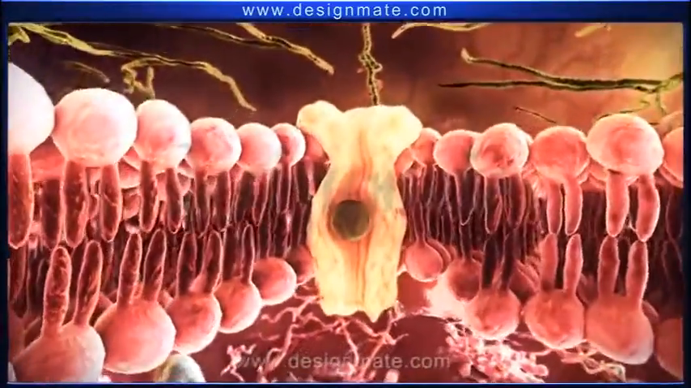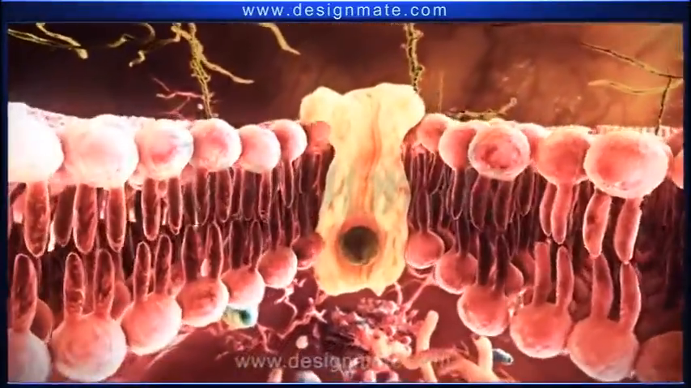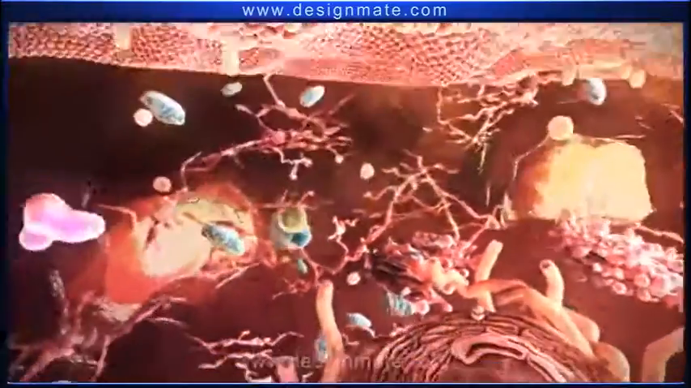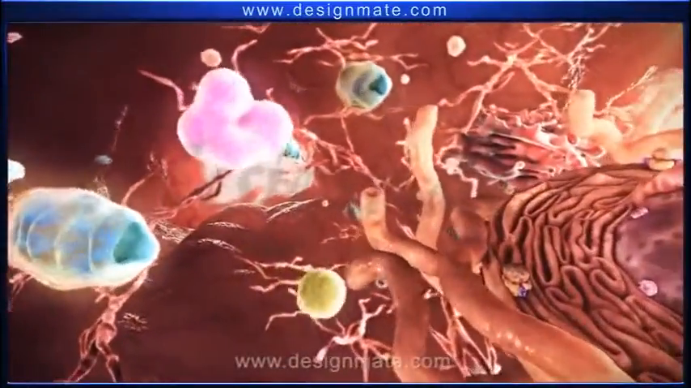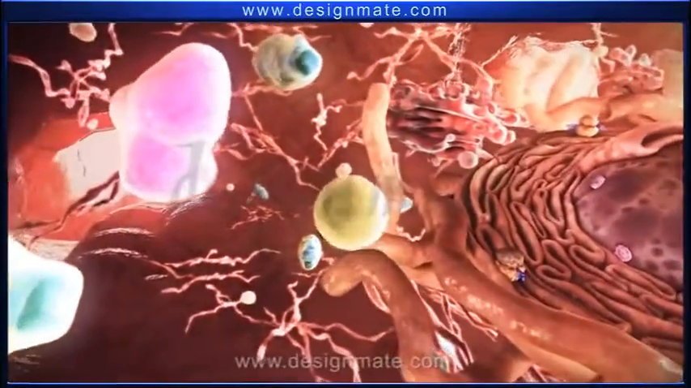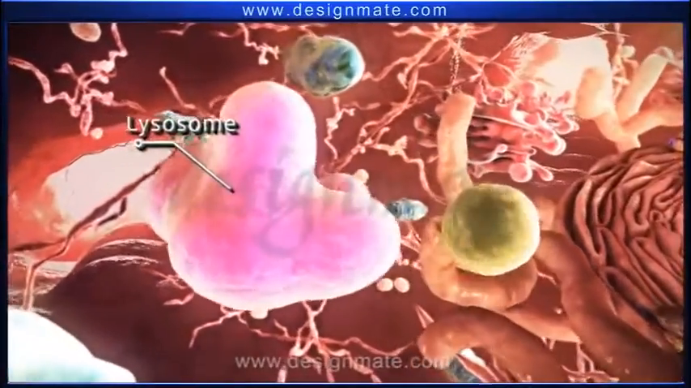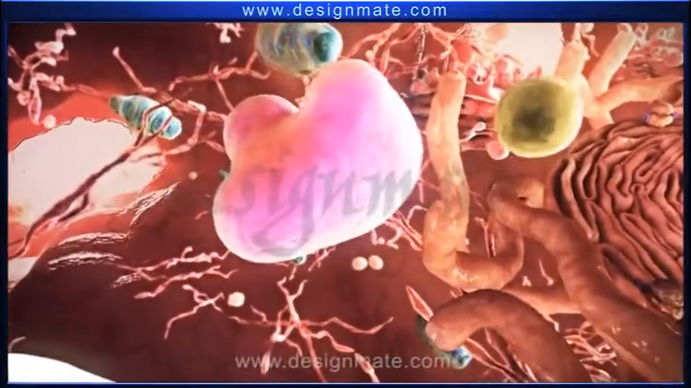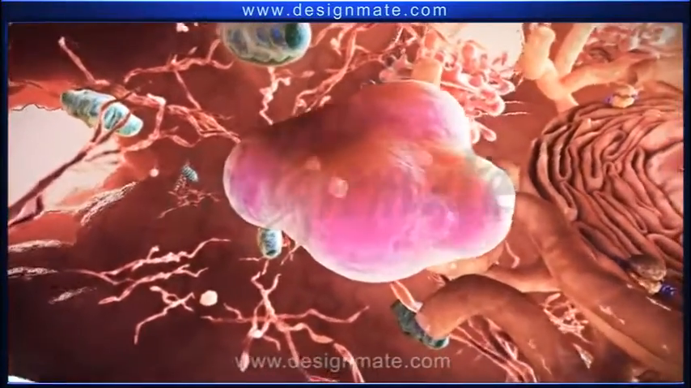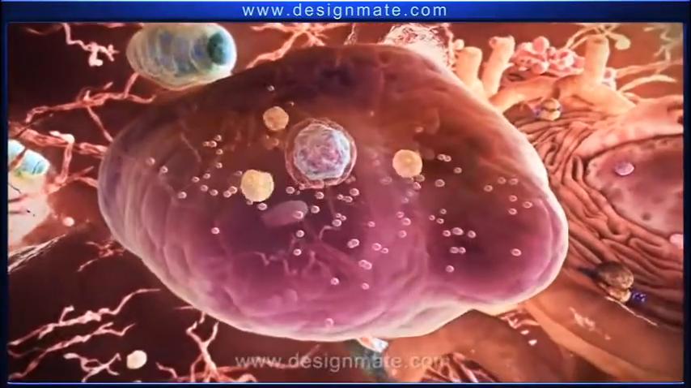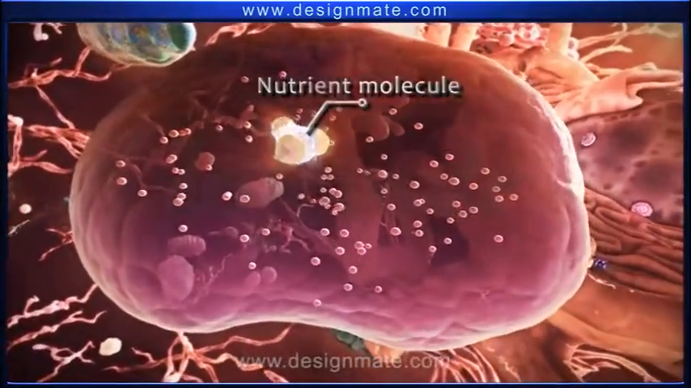Some nutrient molecules can also enter the cell. These nutrient molecules are absorbed by small organelles called lysosomes present in the cytoplasm. These lysosomes contain enzymes that digest these nutrient molecules.